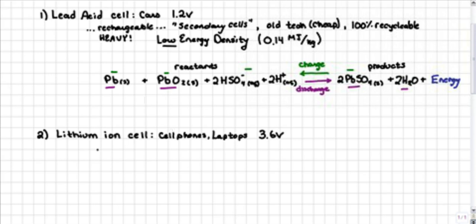In any case, the lithium-ion cell is rechargeable. This is a good thing. It can be used, as the lead-acid cell was, over and over and over again. It is an example of a secondary cell, as it is rechargeable. Okay, so far a lot of similarities. The thing about lithium-ion cells, though, is that they are considered new technology.